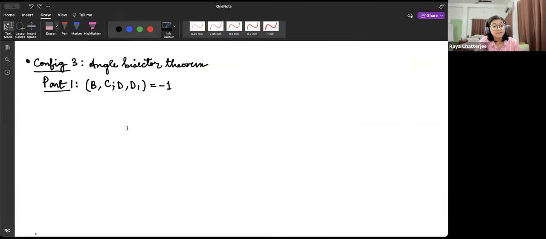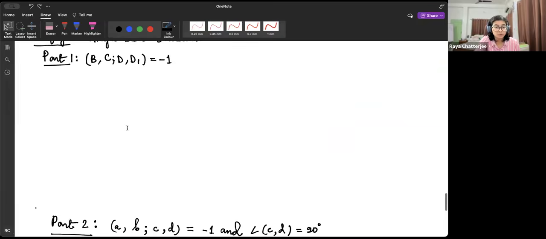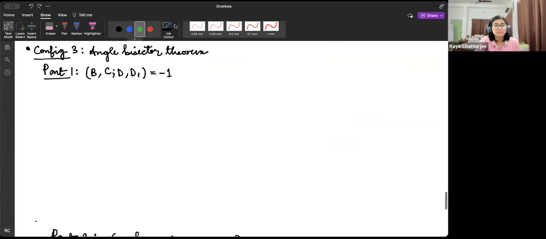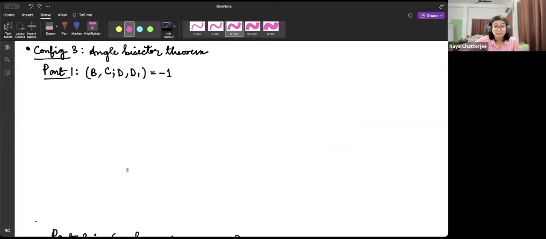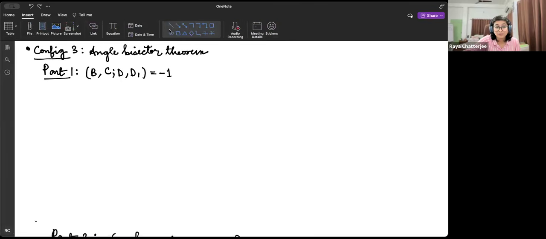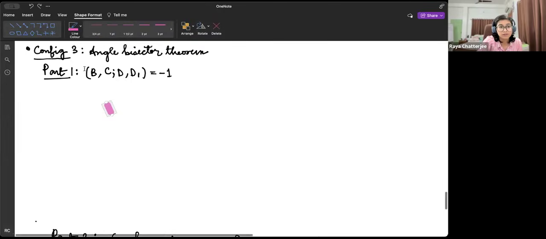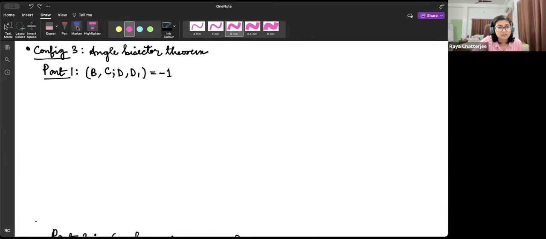So let's move on to the third config. And this config actually has two parts in it. The first part is, the config is called angle bisector theorem, but it's not the angle bisector theorem that you think I'm talking about. But anyway, okay, what's going on?